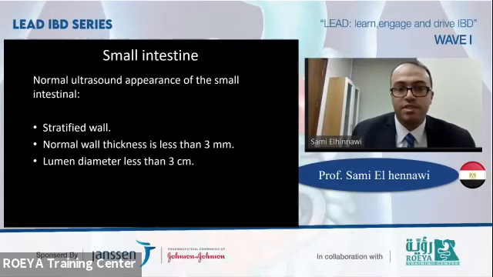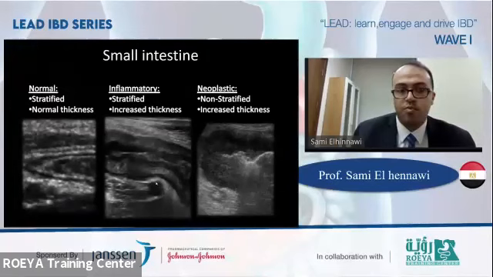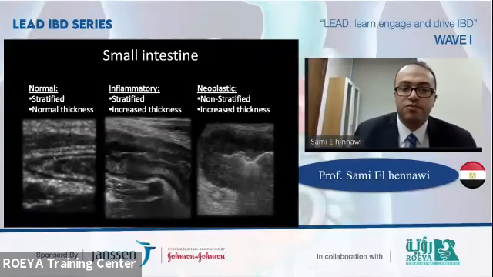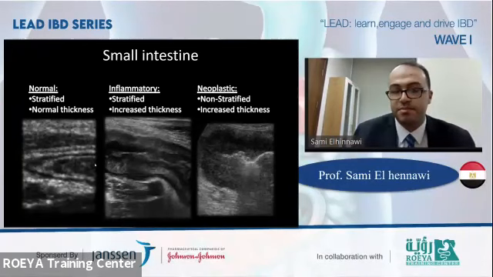The normal ultrasound appearance of the small intestine: it has a stratified wall. The normal wall thickness is less than 3 millimeters, and the lumen diameter is less than 3 centimeters. This is a normal image of the small bowel. It's stratified, and the wall thickness is less than 3 millimeters.